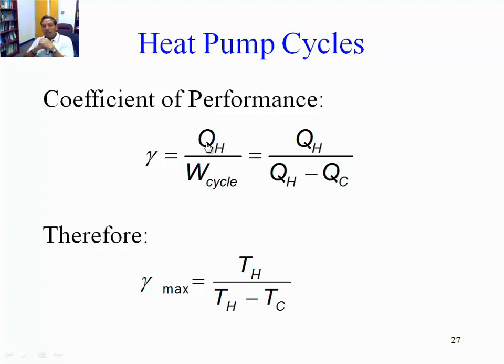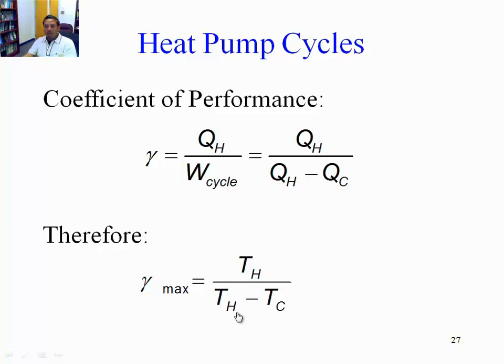And using that same principle or same rationale to look at the proportions of heat from the hot to the cold temperature reservoir to the temperatures of the hot and the cold temperature reservoir, I can establish that the maximum theoretical coefficient of performance of a heat pump cycle operating between two thermal reservoirs, TH and TC, is given by TH divided by TH minus TC.